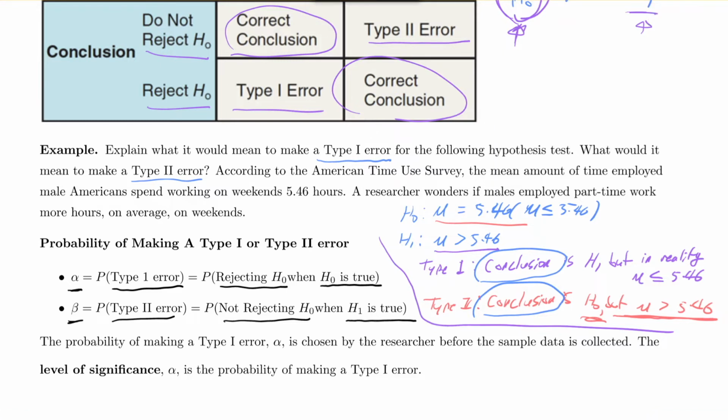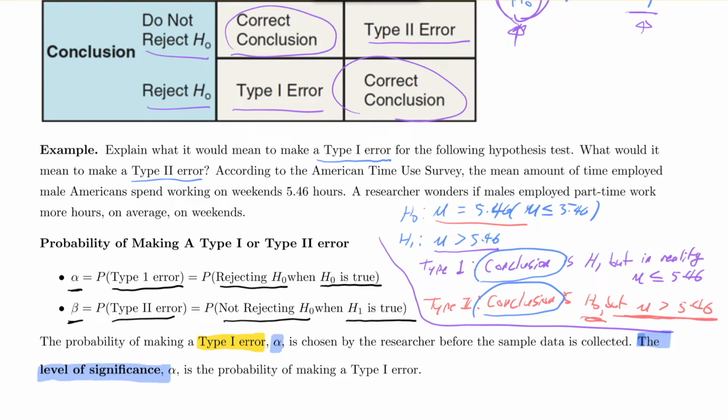Okay. So in hypothesis testing, the probability of making type 1 error, alpha, is chosen by the researcher before sample data is collected. And this is called the level of significance. The level of significance. That's how we call this number.